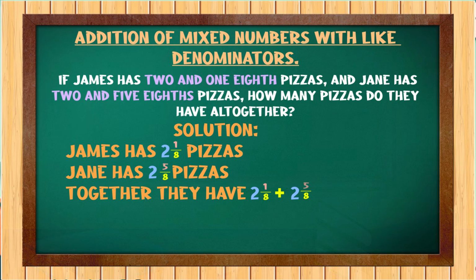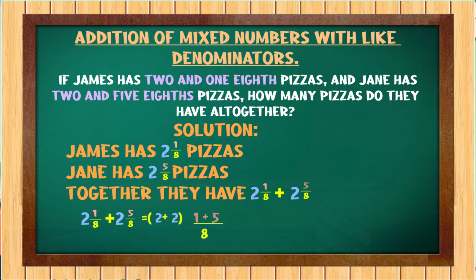Let's examine our denominators. Are they the same? Yes, they are. So boys and girls, the first thing we do, we add the whole numbers. What are the whole numbers in this problem? 2 and 2. So we bracket it off. 2 plus 2. Remember, our denominators are the same, so we only add our numerators. We place our 8 below the line, and above the 8, 1 plus 5.